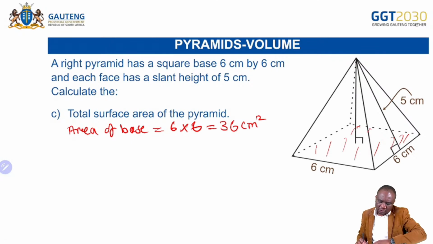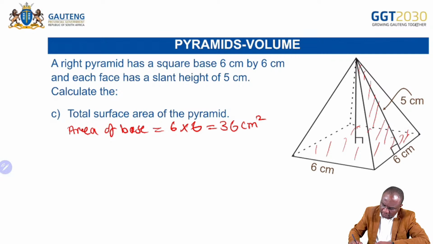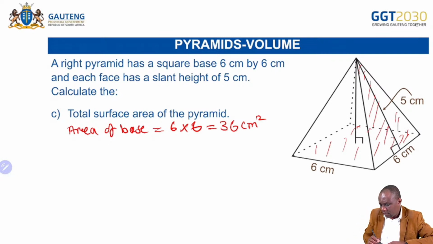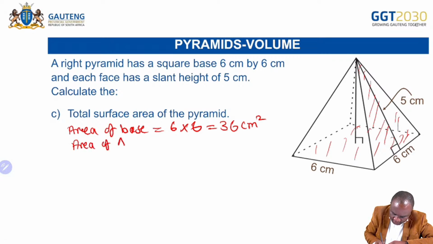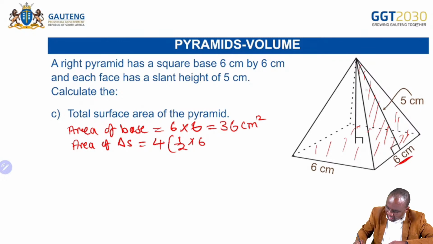And then for the triangles, we just find it for one triangle. The area of a triangle is half times base times height. But there are 4 of them. So let's just say area of triangles is going to be 4 times half times base. Our base is 6, this is the base here, and then the height of the triangle is 5.